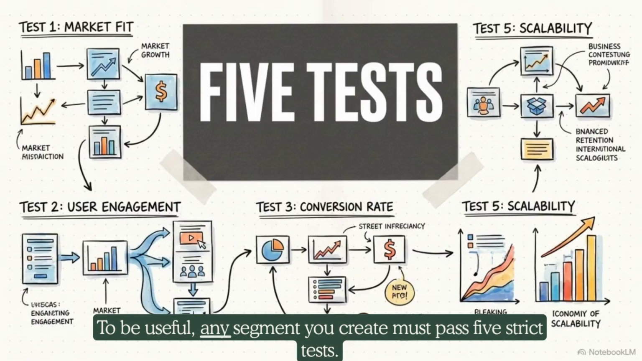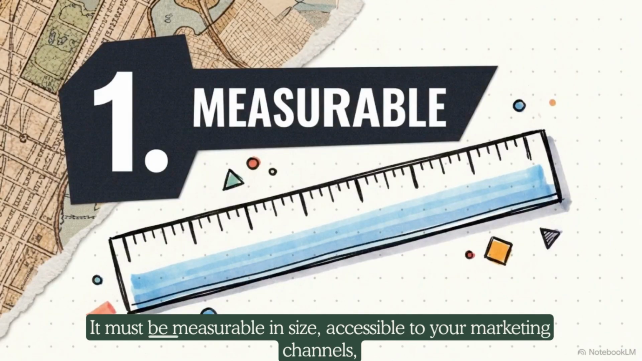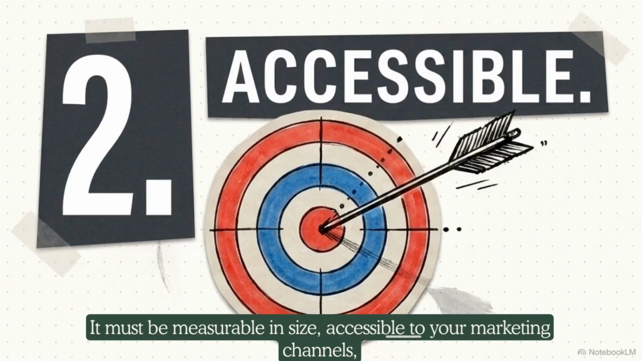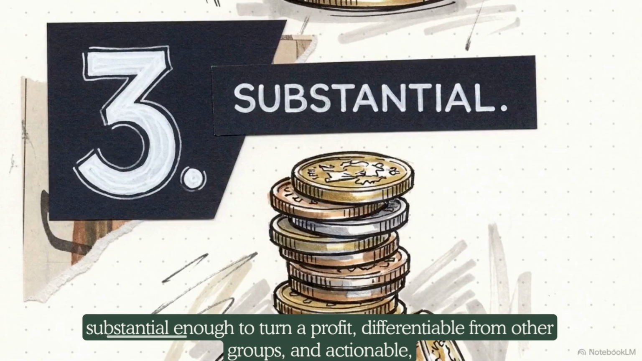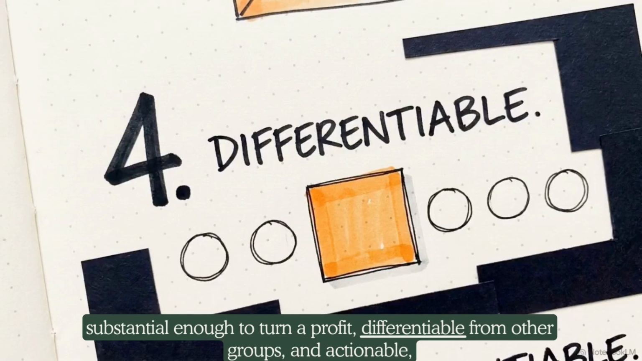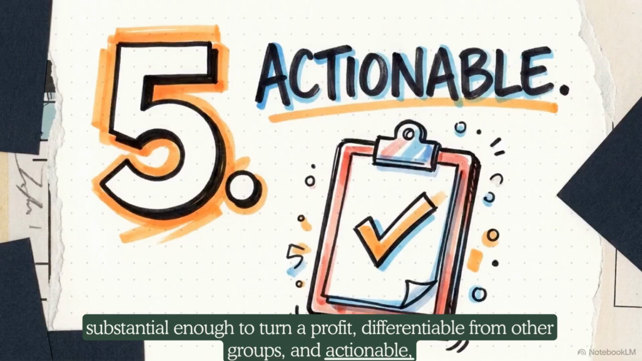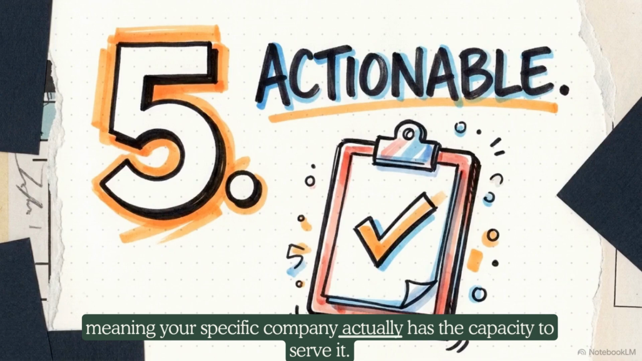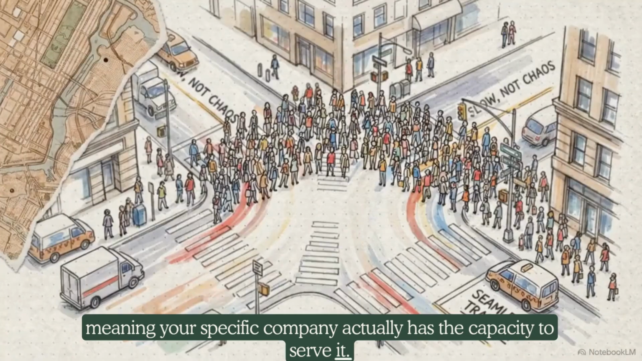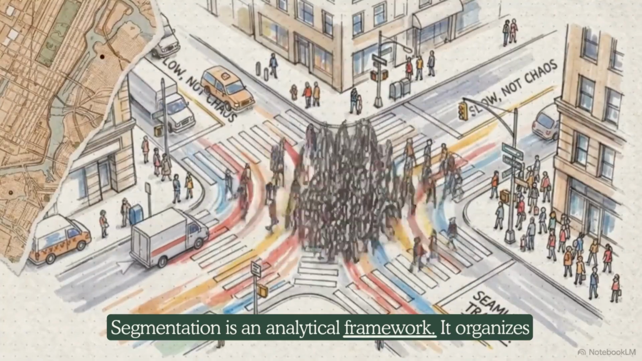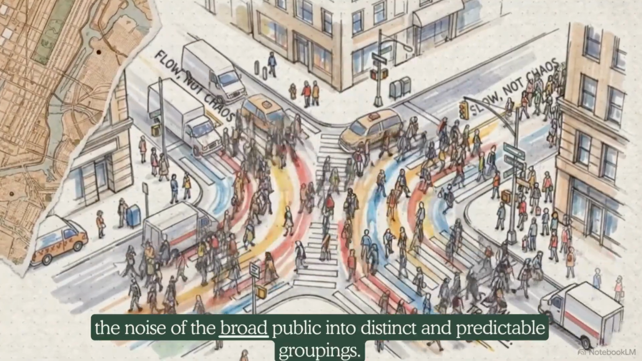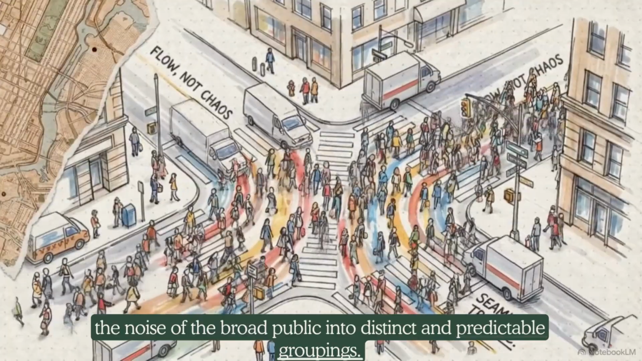To be useful, any segment you create must pass 5 strict tests. It must be measurable in size, accessible to your marketing channels, substantial enough to turn a profit, differentiable from other groups, and actionable, meaning your specific company actually has the capacity to serve it. Segmentation is an analytical framework. It organizes the noise of the broad public into distinct and predictable groupings.